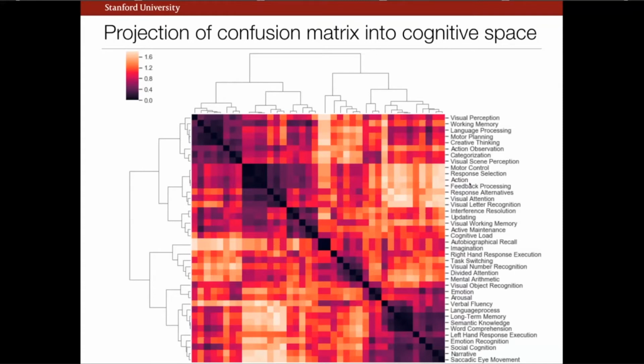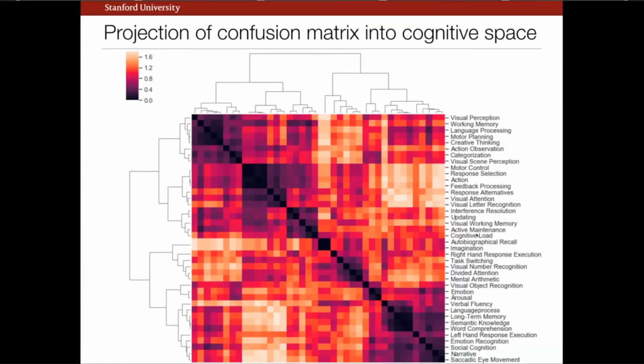Similarly, motor control, response selection, and action move together. Visual perception, language processing, motor planning are things that you may not have expected to go together. And quote unquote working memory is kind of separate from these other things that we think are more likely to involve working memory. So this is suggesting that, well, we're certainly capturing something.